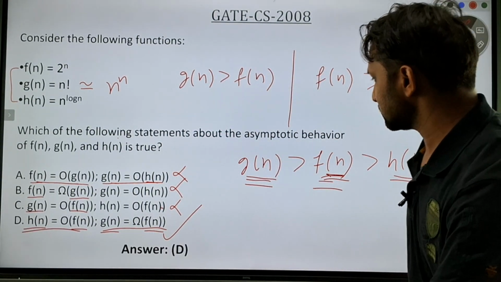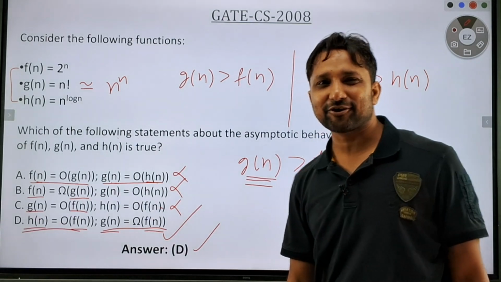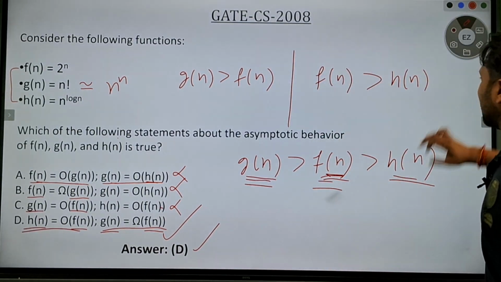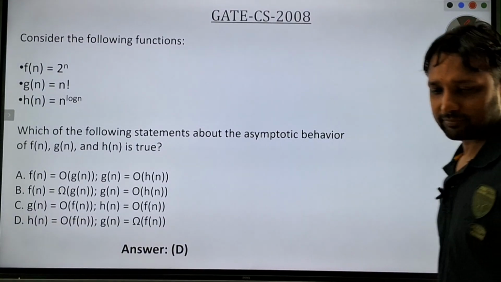Let's check out the answer. Yes, D is the right answer over here. Fine, okay. Let's try the next problem.